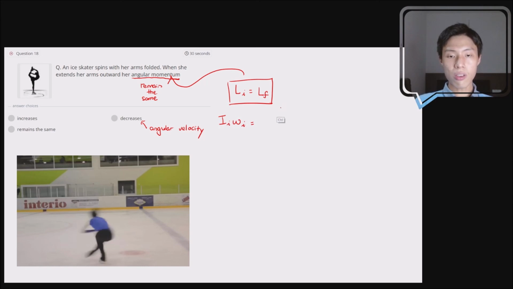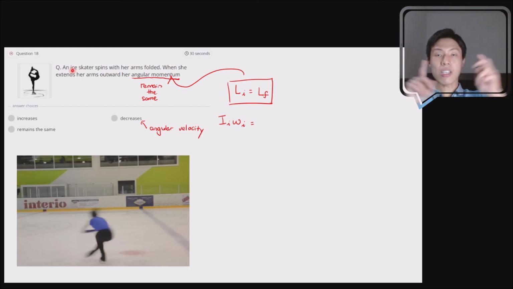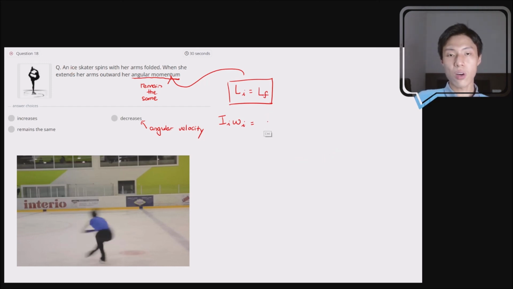Okay, so if you look at this situation here, they extend the arm. If you extend the arm, that means you bring the mass that is near to your body far away from your body. If you're bringing it far away, that means the R increases, then you are increasing the moment of inertia. So what happened here is you increase your moment of inertia.